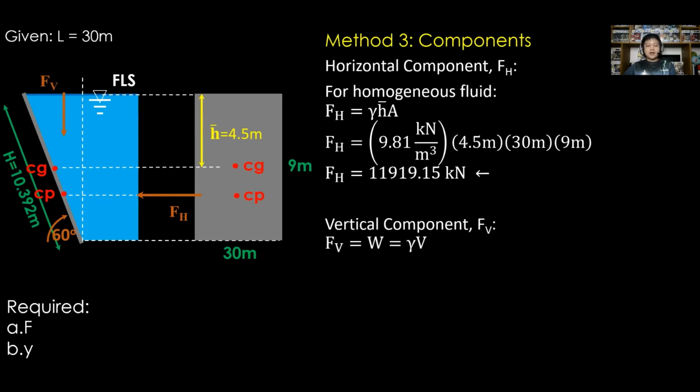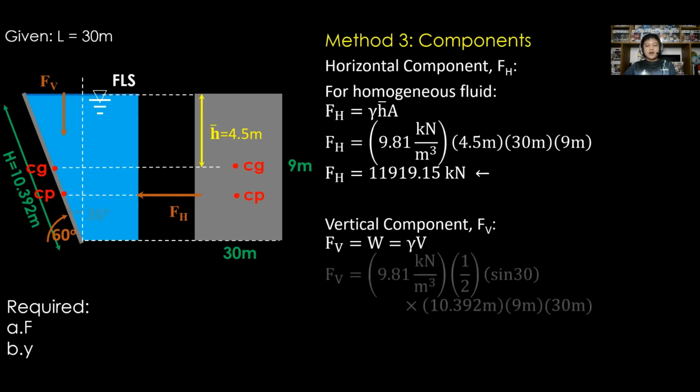Next, for the vertical component, F sub V is the weight of the fluid above. That is gamma times the volume. F sub V therefore is equal to the gamma of water, that is 9.81 kilonewtons per cubic meter, multiplied with the area of the triangle using Heron's formula or equation. That is 1/2 times the sine of the angle in between the identified legs, which is 30 degrees, multiplied to the product of the identified legs, that is 9 meters and 10.392 meters.